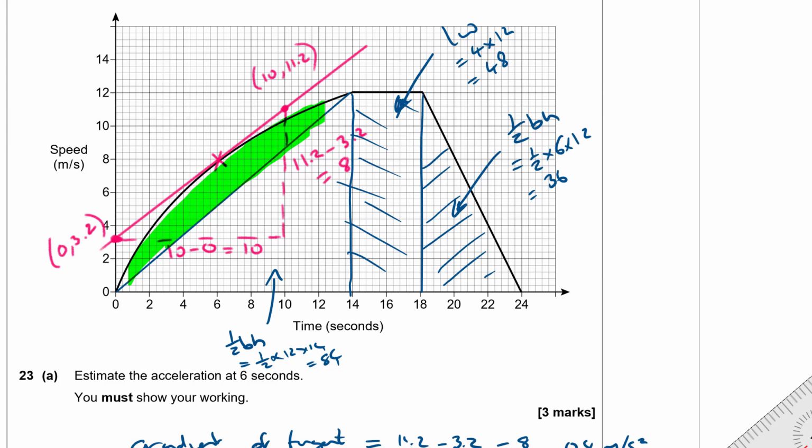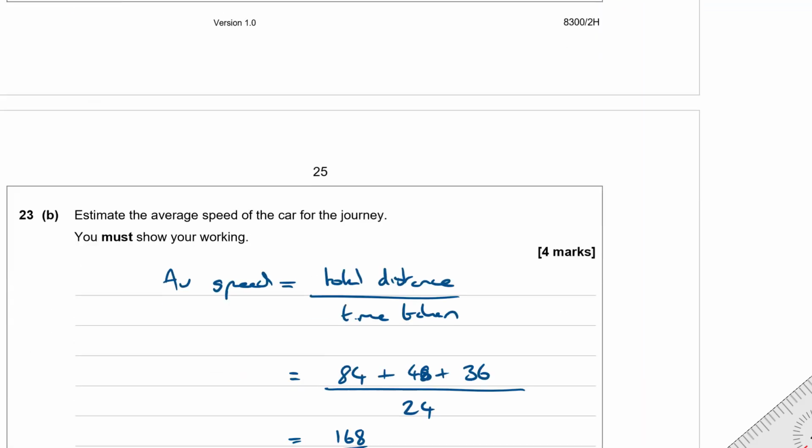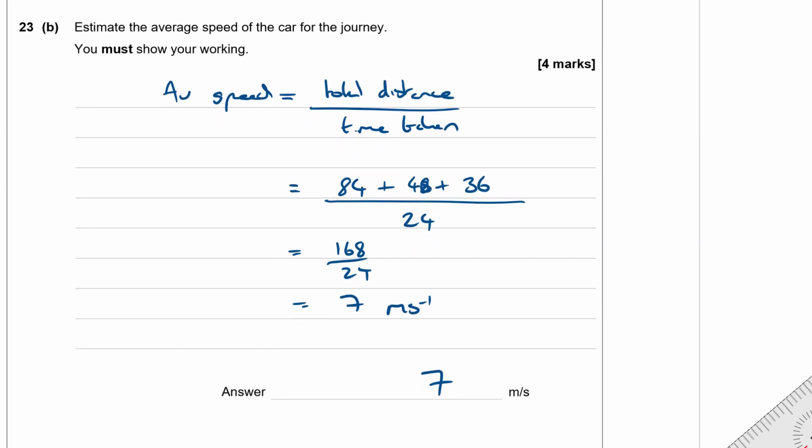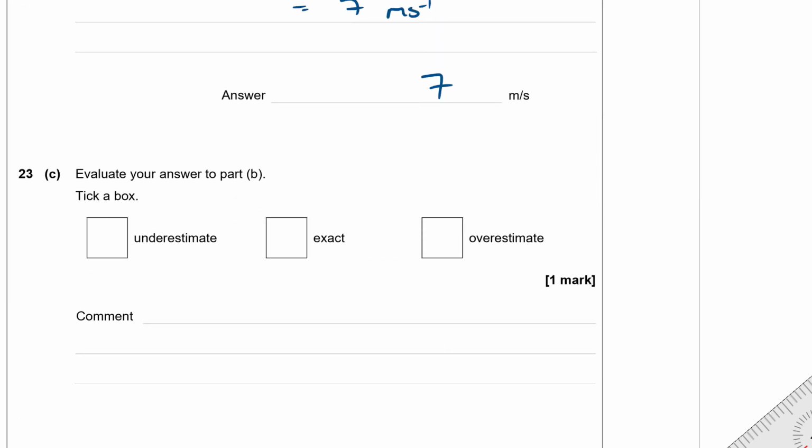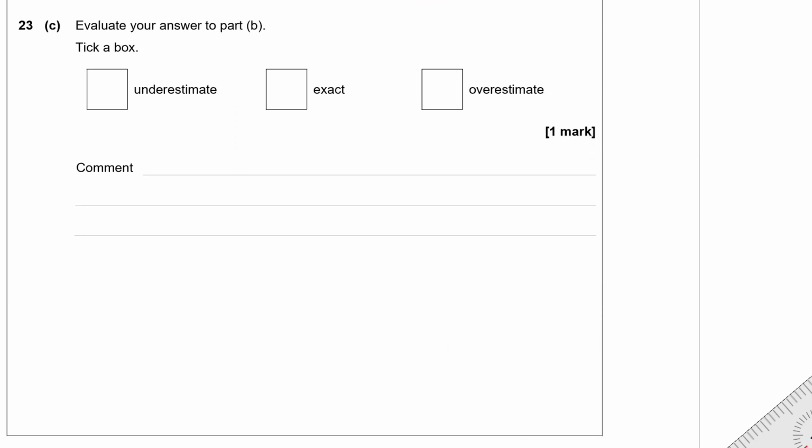So if in our calculation the distance was low, then we've got a low number divided by a number, so this speed is going to be low. It's going to be an underestimate.